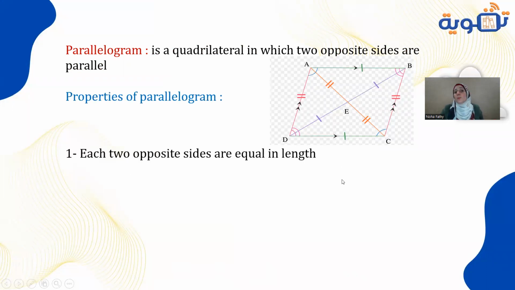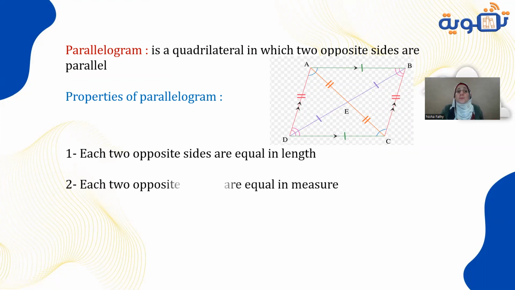Properties of parallelogram: each two opposite sides are equal in length. It means AB equals DC, BC equals AD. Each two opposite angles are equal in measure. Measure of angle B equals measure of angle D. Measure of angle A equals measure of angle C, because they are opposite angles. So each two opposite angles are equal in measure.